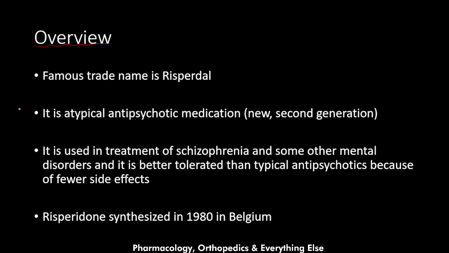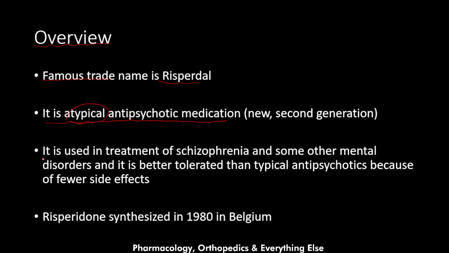So Risperidone is the scientific name of this medication, and the famous trade name for it is Risperdal. And it is classified as an atypical antipsychotic medication. So antipsychotics are classified into typicals and atypicals. Typicals are the old antipsychotics. They were discovered in the 1950s. And the atypicals are the new antipsychotics that were discovered in the 1970s. And they are also called the second generation or the new antipsychotics. And Risperidone is from the atypicals.